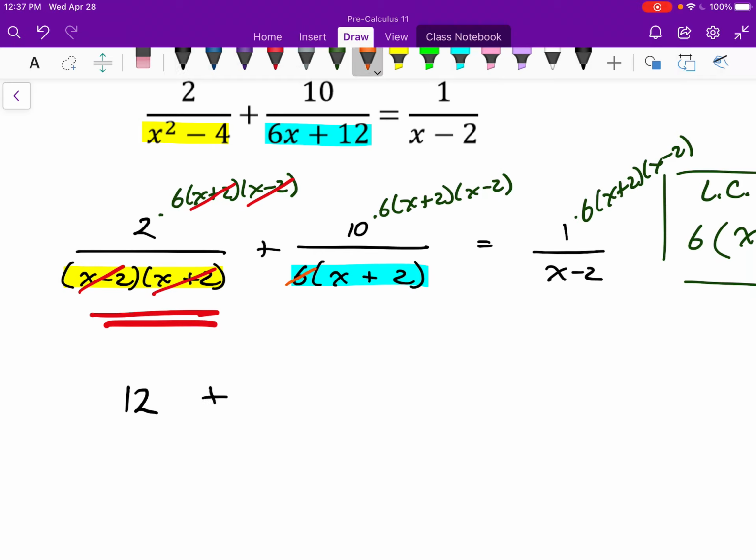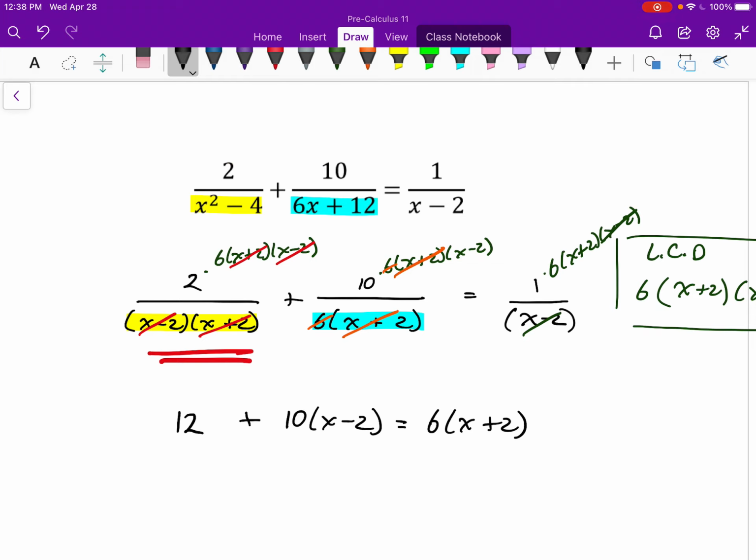Over here, the 6's cancel out, the x plus 2's cancel out. What am I left with? 10 times x minus 2. And over here, the x minus 2's cancel out. Nothing else. What am I left with? 1 times 6, or 6 times x plus 2. And so, if I just show what we've done so far, notice it looked a little bit weird right here. It looks pretty messy, but when the dust settled, that's pretty pleasant, I think, compared to what I started with.